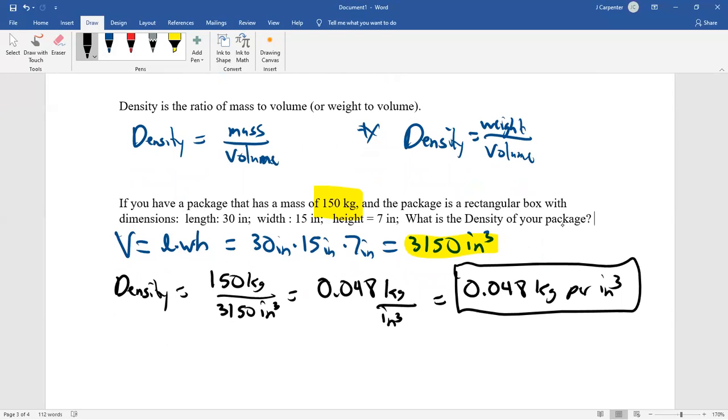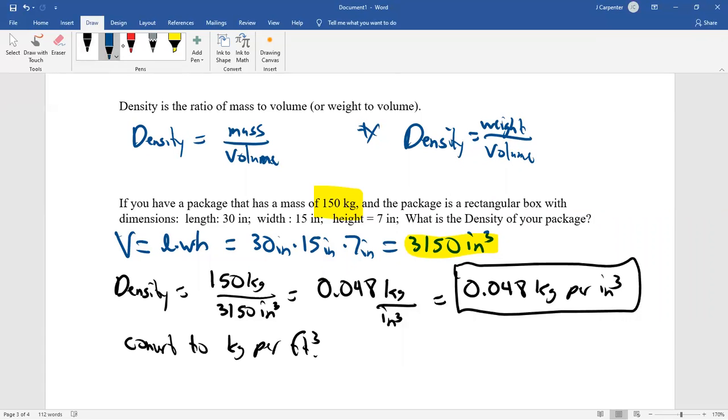You could have changed all of these inches to feet by multiplying the 30 by 1/12, the 15 by 1/12, the 7 by 1/12, along with the units to get rid of the inches, out with the old, and get in feet, in with the new, and you'd end up with cubic feet. And you'd end up with a much smaller number. But you can also just take your answer, this density, and convert it to kilograms per cubic foot.